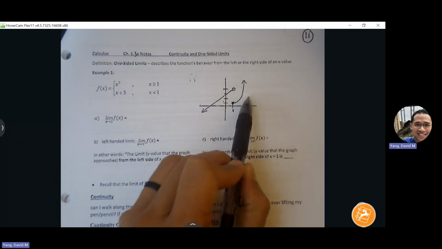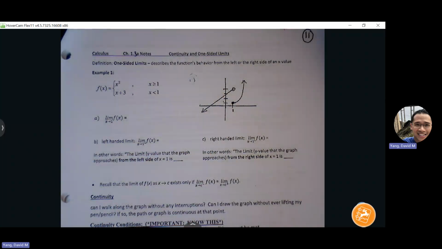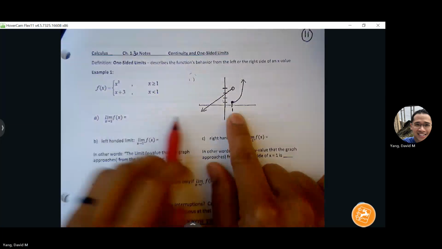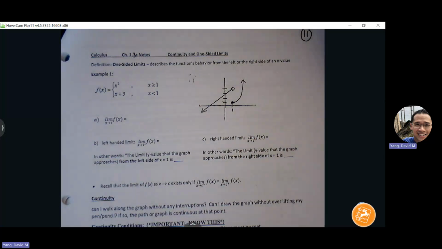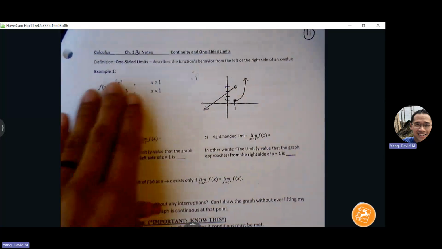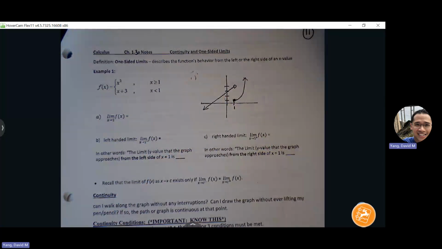So we still have a function, but we can tell that the graph is disconnected. If I ask you, what is the limit as x approaches 1? What would you say? Let's say you didn't have the function in front of you. You're looking at the graph here. What would you say the limit is as we approach 1? Okay, why is that?